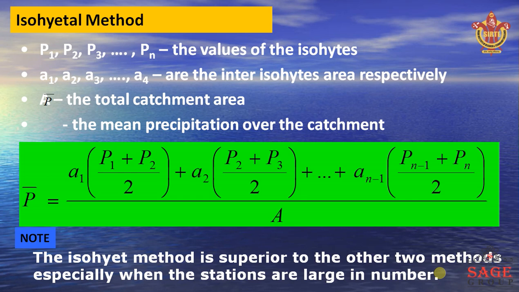The isohyetal method is superior to the other two methods, especially when the stations are large in number. And these are all the methods.